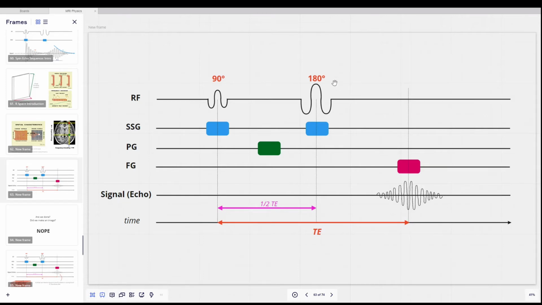Another thing that they'll throw out there is when do you apply your 180-degree RF pulse? And you just apply it at 1/2 of TE. So whenever you're going to measure your echo, at the midpoint of that time, you're going to apply your 180 pulse.